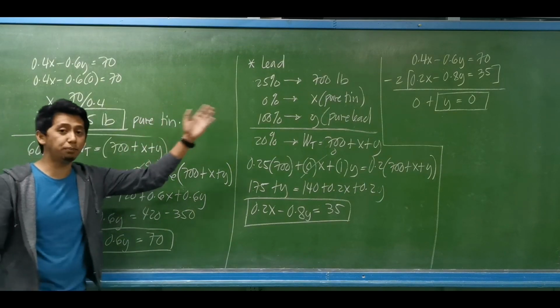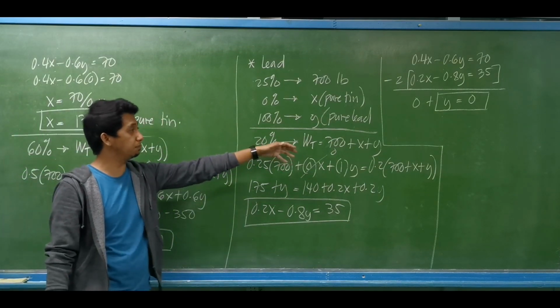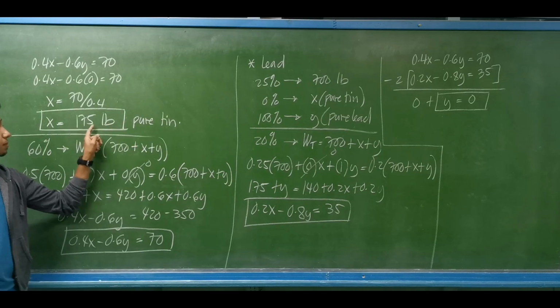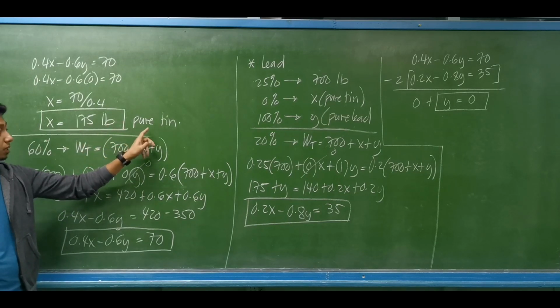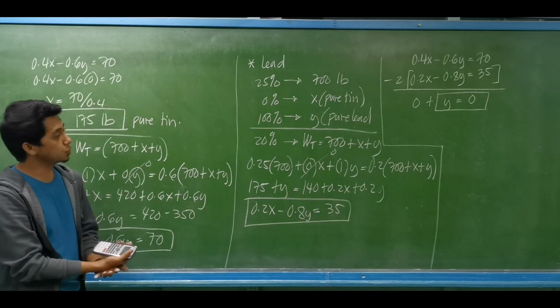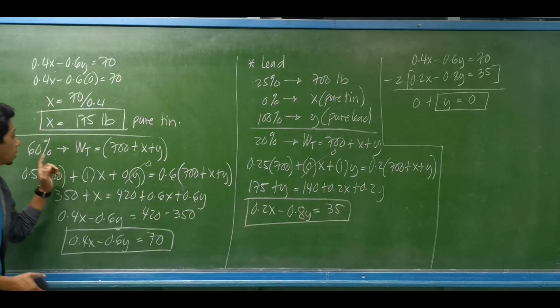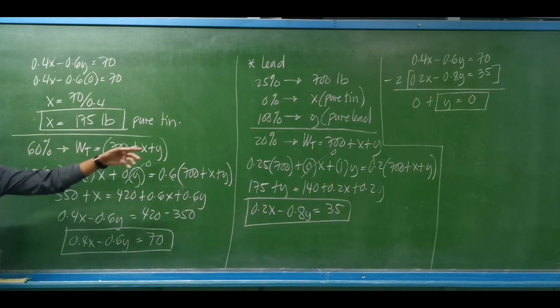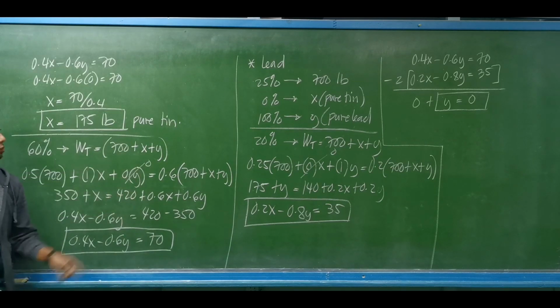So we are not adding pure lead. We are just to add 175 pounds of pure tin. That will give a final mixture concentration of 60% pure tin and 20% lead. So this will be our answer, 175 pounds.